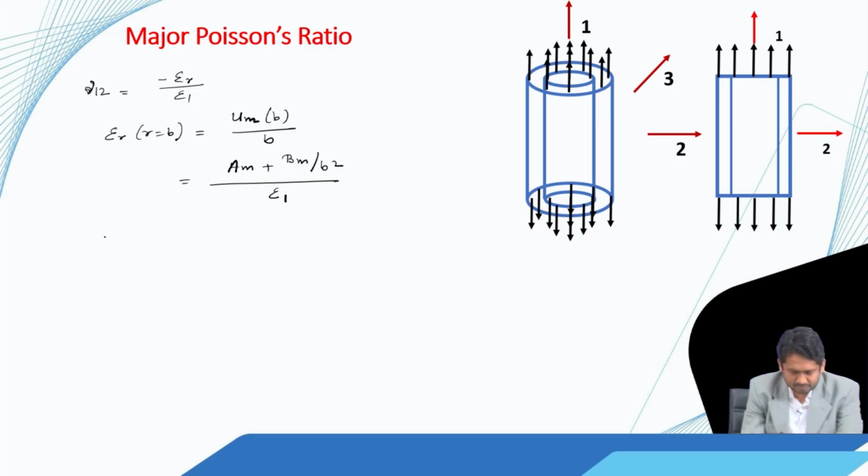Now, with that, if you divide by the epsilon 1, then this quantity is just nu 12. So, epsilon r is a m plus b m by b square, and if I divide that by epsilon 1, then it is nu 12. So, we already know a m, b m and epsilon 1, and we have seen how to find those out.